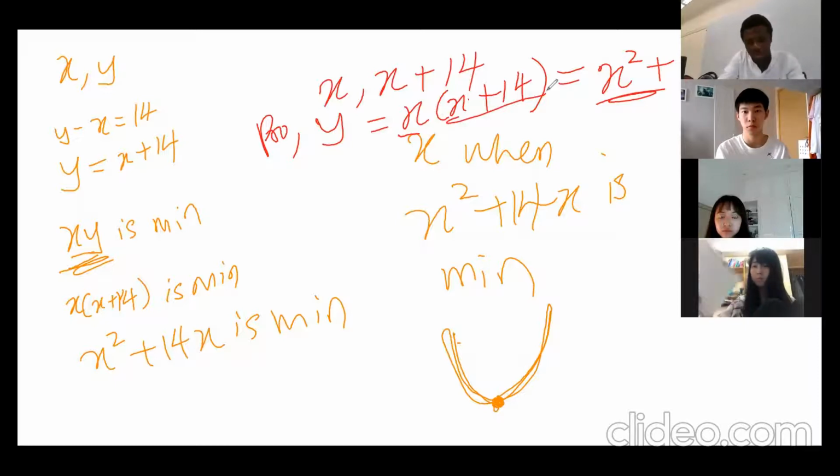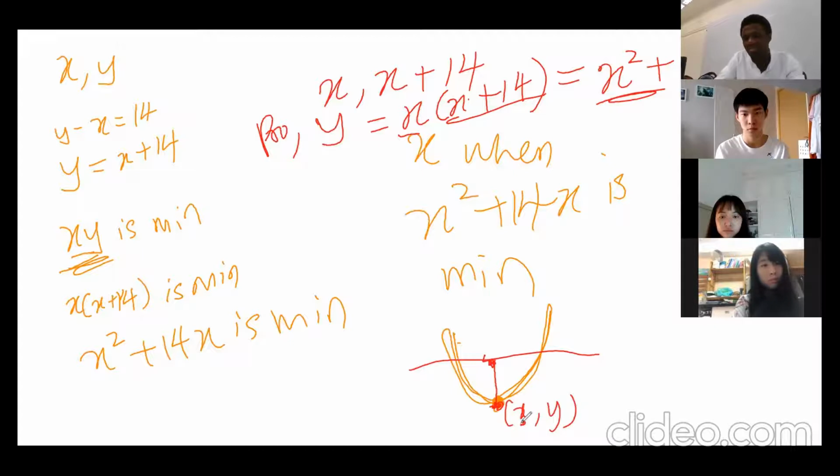At y minimum, we can always get the value of x, isn't it? If this is the xy coordinate, and if you know the value of x, so this is the value of x. So basically, I'm asking you to find x at the vertex.